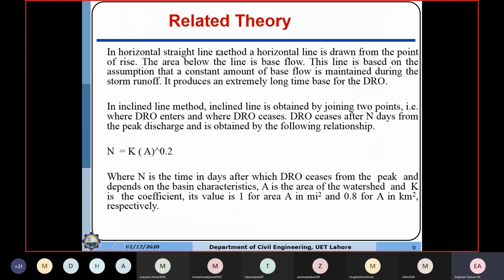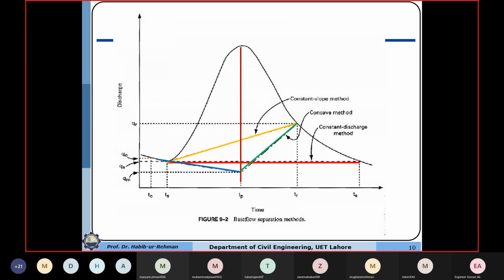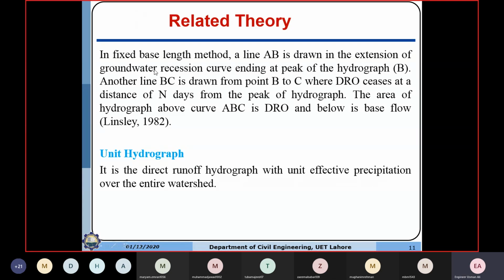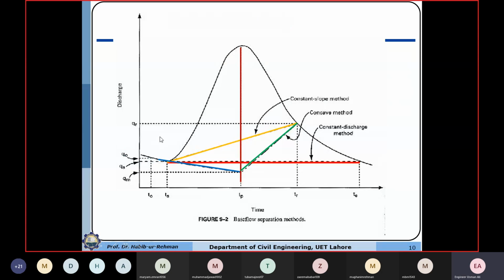The third method is explained in fixed base length method. A line AB is drawn in the extension of groundwater recession curve ending at peak of hydrograph. Another line BC is drawn from the point B to C where DRO ceases at the distance n days from the peak of hydrograph. The area of the hydrograph above the curve ABC is DRO and below the curve is base flow. Now let me explain the third method.